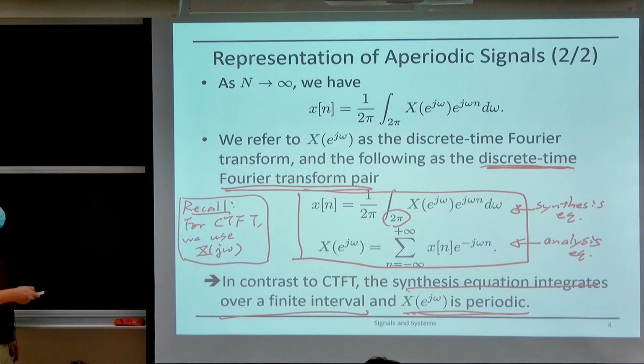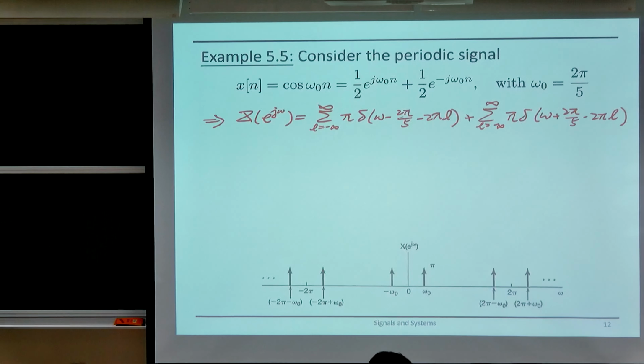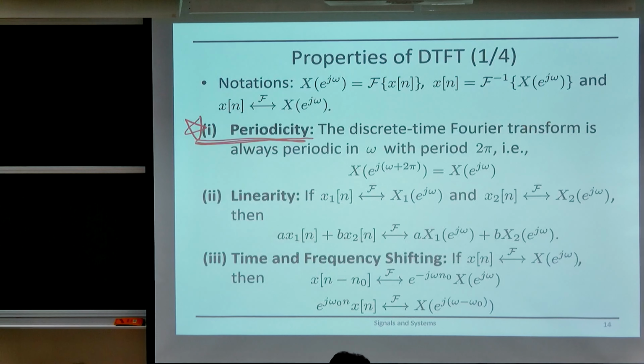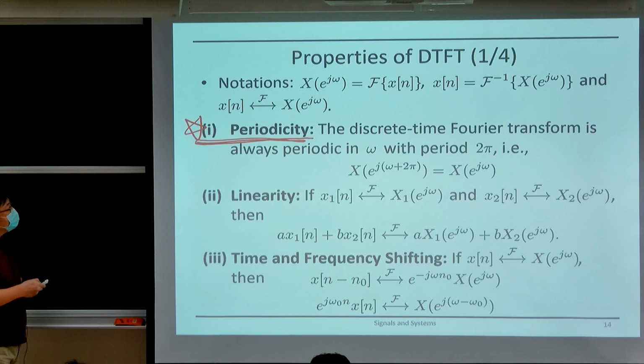And last time, we started to look through a few properties of this discrete-time Fourier transform pair. Almost all of them are the same as the continuous-time case. So we went through many of these properties, including linearity, time and frequency shifting, conjugation, differencing, and so on. The only thing that's sort of unique to the discrete-time case is this periodicity.